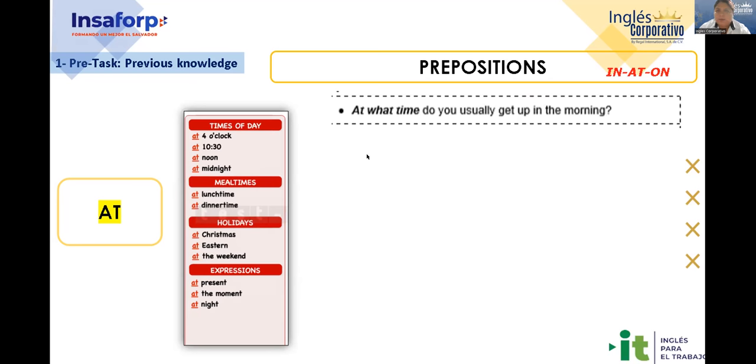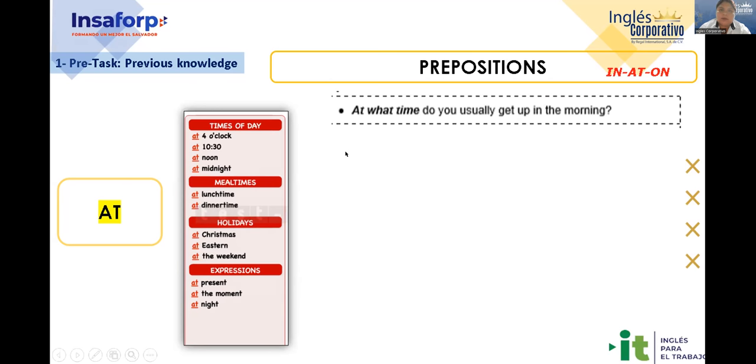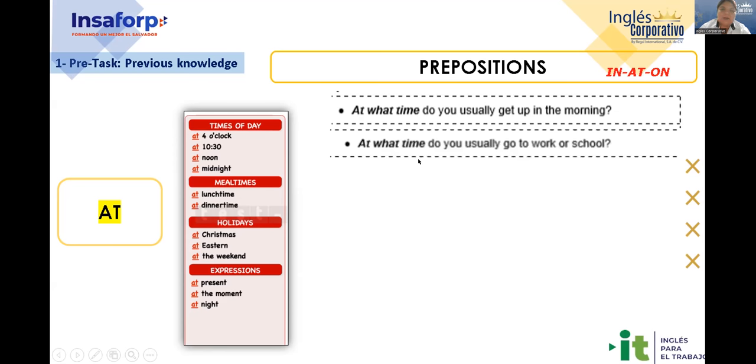And we have some questions here. At what time do you usually get up in the morning? So we're discussing this, right? We have been discussing that question a lot. So I'm going to skip that. At what time do you usually go to work or school? Daniel, tell us, at what time do you usually go to work? In a normal week, let's say. At 6 o'clock, six a.m. 6 o'clock. Okay, Carmen, how about you, Carmen?